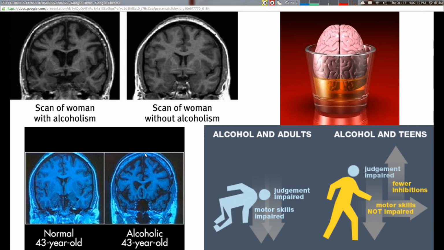Alcohol in adults is going to impair your judgment, and your motor skills are going to be impaired. For younger people, their judgment is impaired, and they're already having problems with judgment just because their brain's not completely developed, and we've discussed that. They're going to have a huge jump in fewer inhibitions. And their motor skills are not going to be impaired as much. And I said a huge jump in inhibitions, and I mean they'll have fewer inhibitions. So make sure you understand what I'm saying there.